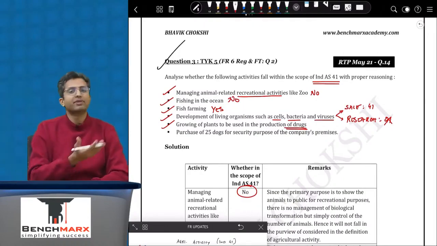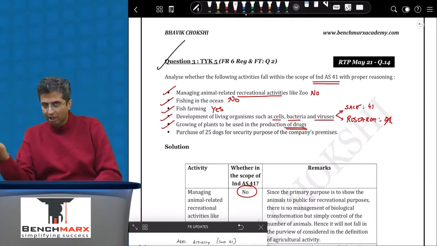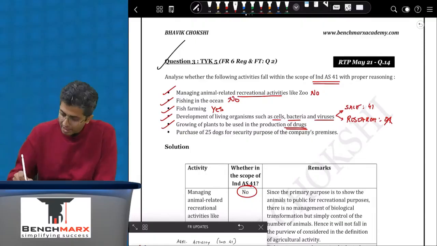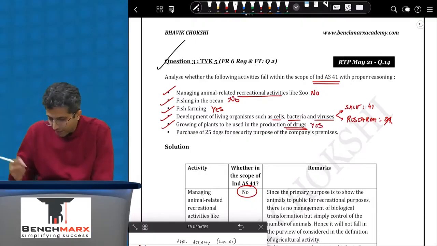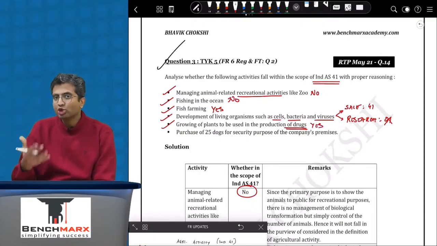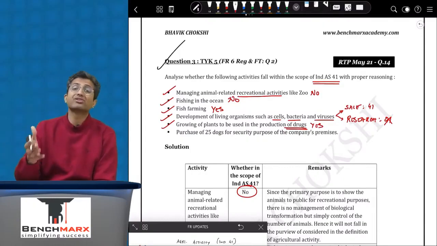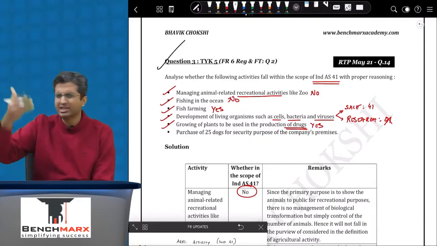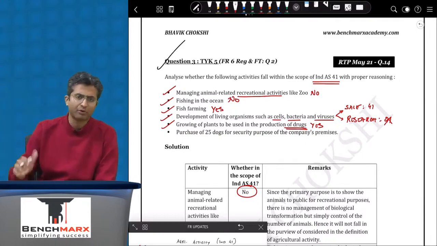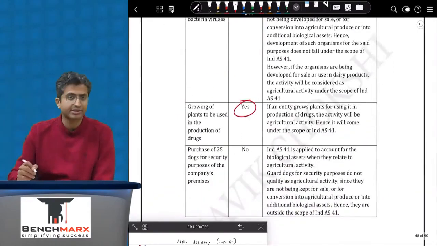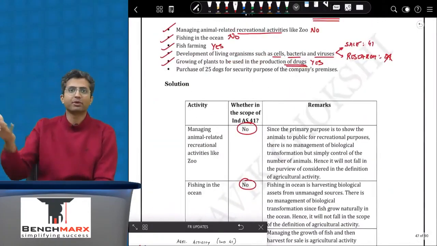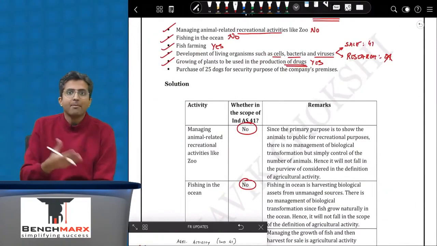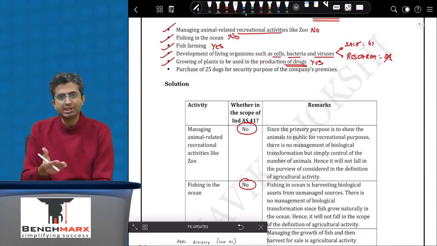So you will harvest it for the purpose of manufacturing drugs, which may be opium, for example, in which case ultimately you are managing biological transformation for the purpose of agricultural produce, and this agricultural produce may be used for any purpose, maybe for drugs, maybe for anything else. The answer is yes. It is like you're growing tomatoes for manufacturing ketchup. Well, the activity of managing and growing a tomato farm is an agricultural activity.